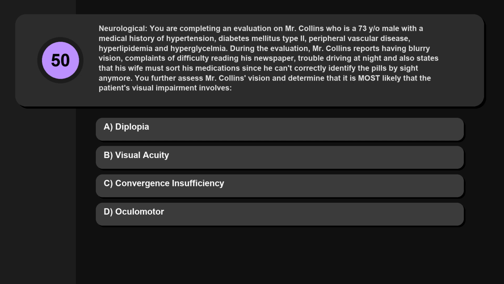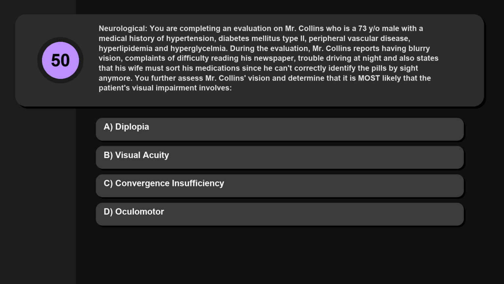Question 50. Neurological. You are completing an evaluation on Mr. Collins, who is a 73-year-old male with a medical history of hypertension, diabetes mellitus type 2, peripheral vascular disease, hyperlipidemia and hyperglycemia. During the evaluation, Mr. Collins reports having blurry vision, difficulty reading his newspaper, trouble driving at night, and also states that his wife must sort his medications since he can't correctly identify the pills by sight anymore.